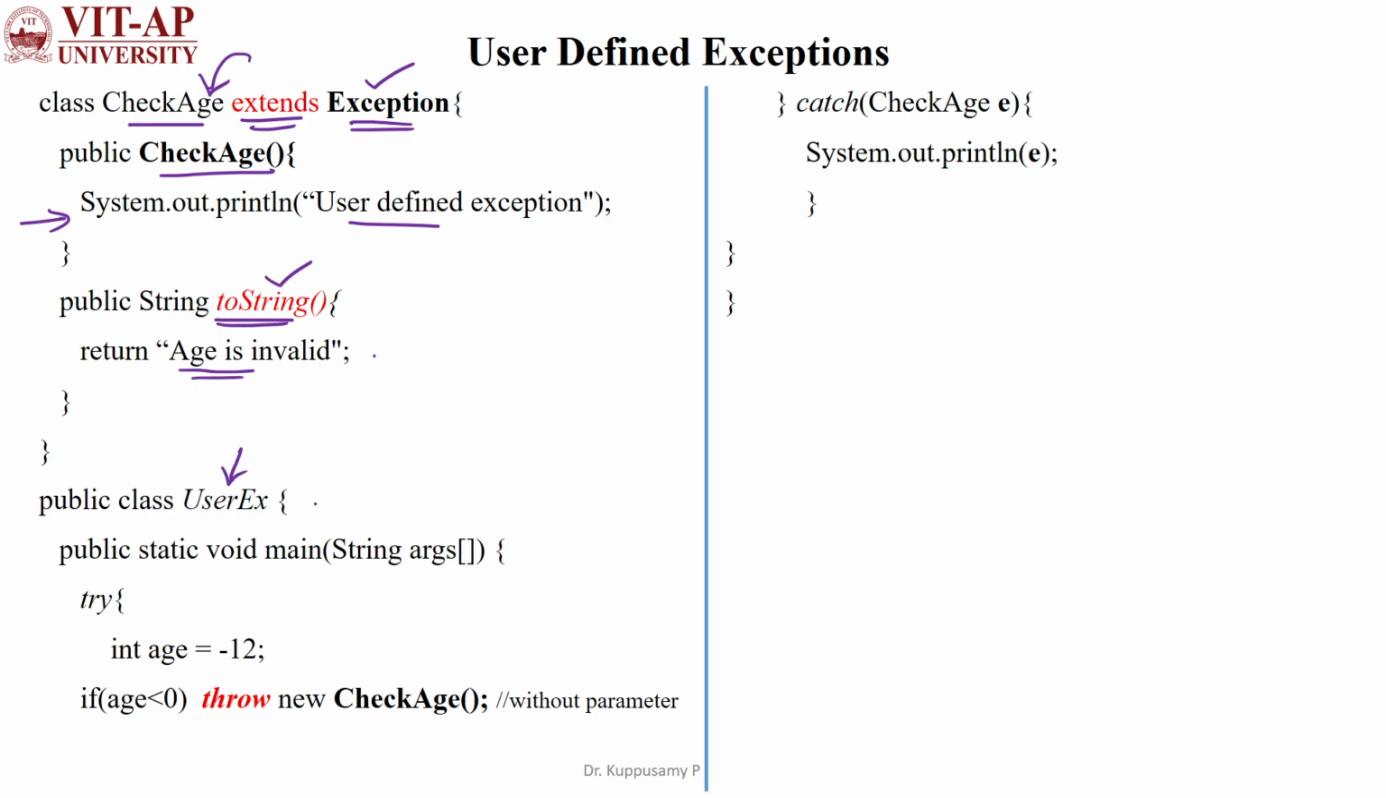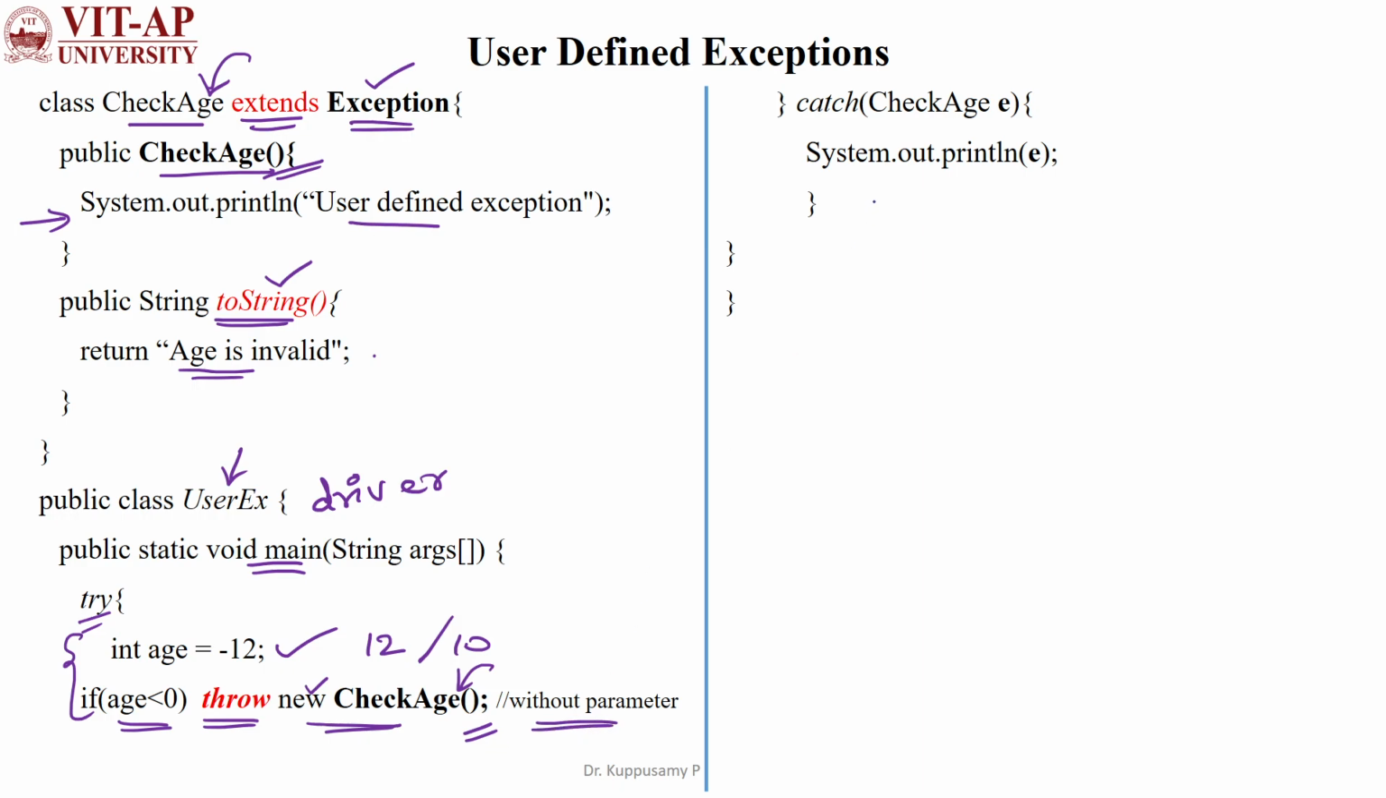Then this is the driver class I am defining here, which has the main method. The code which is creating the exception is given inside the try block. So here age is minus 12, just for example. You can give a positive value like 12 or 10, whatever you want. Here, if the age is less than 0, then throw new, that is, we are using the throw keyword, with the new keyword. Then we are calling the method CheckAge, that is the constructor. This CheckAge is not having any parameter here, right?